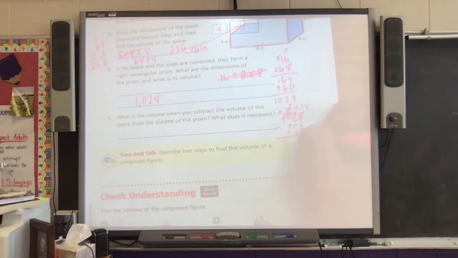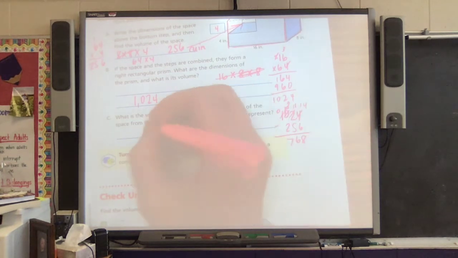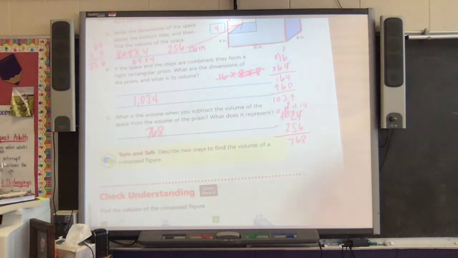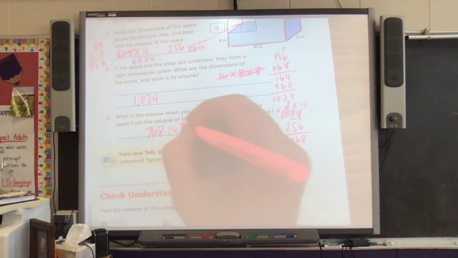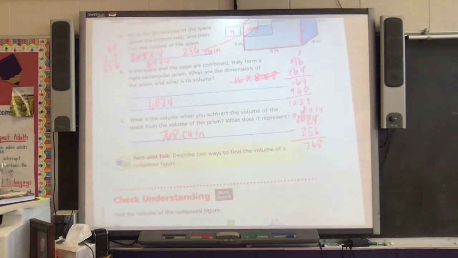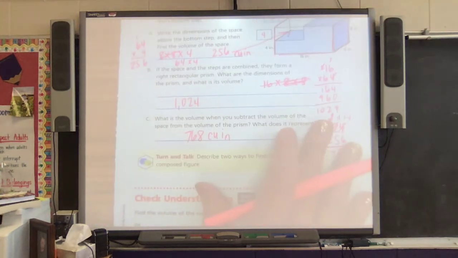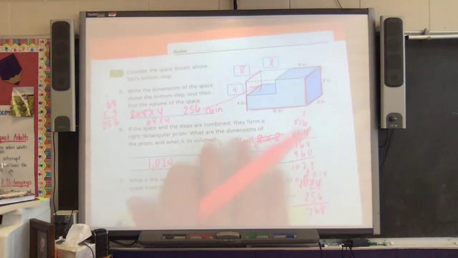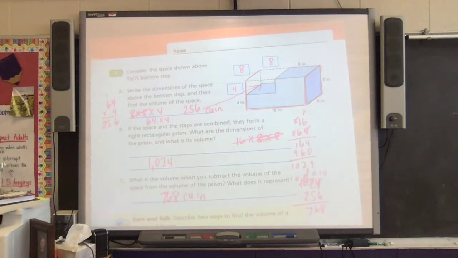11 minus 5 is 6. And 9 minus 2 is 7. So that means that would have to be 768 cubic inches. That is a different strategy. That might be something that makes a lot of sense to you, or that might be something that you don't like to do, but that is an option of something you can do.